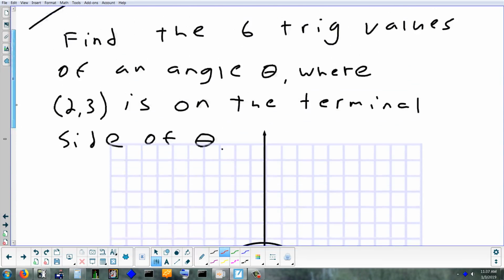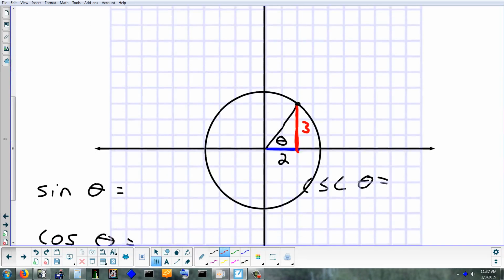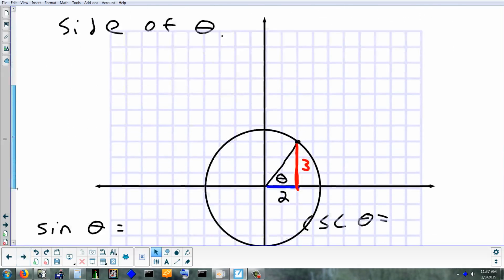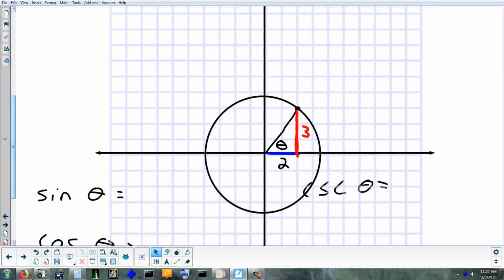All right, so in order to use these definitions, we need to know the radius. But finding the radius is really just like finding the what in that triangle? Emily? Yeah, it's just finding the hypotenuse. So your first step is to find the hypotenuse using the Pythagorean theorem. And what does the radius come out to be? It's the square root of 13.